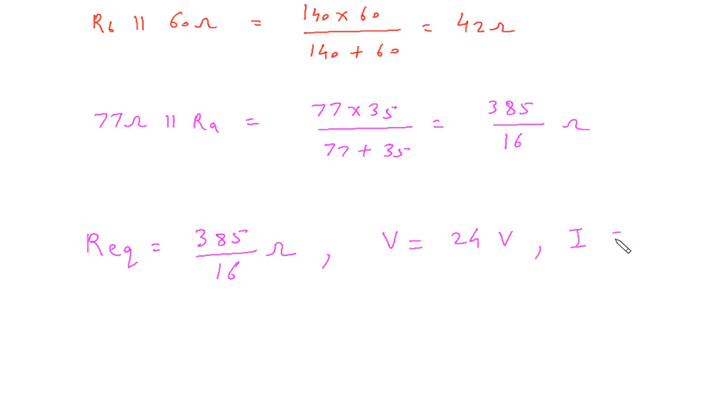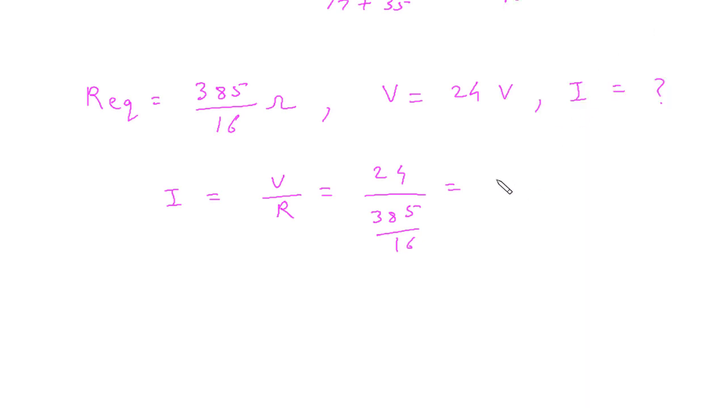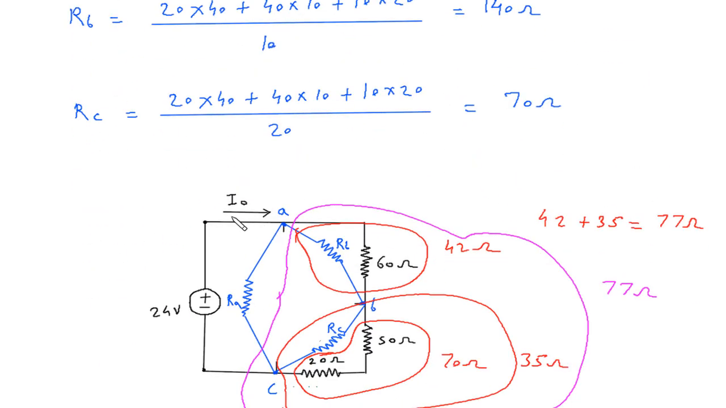Then we have to find current I. According to Ohm's law, I is equal to V by R. The value of V is 24. The value of R is 385 by 16. So this will be 24 divided by 385 by 16, which is 0.997 ampere. Therefore, I is equal to 0.997 ampere. This is the value of I or IO.